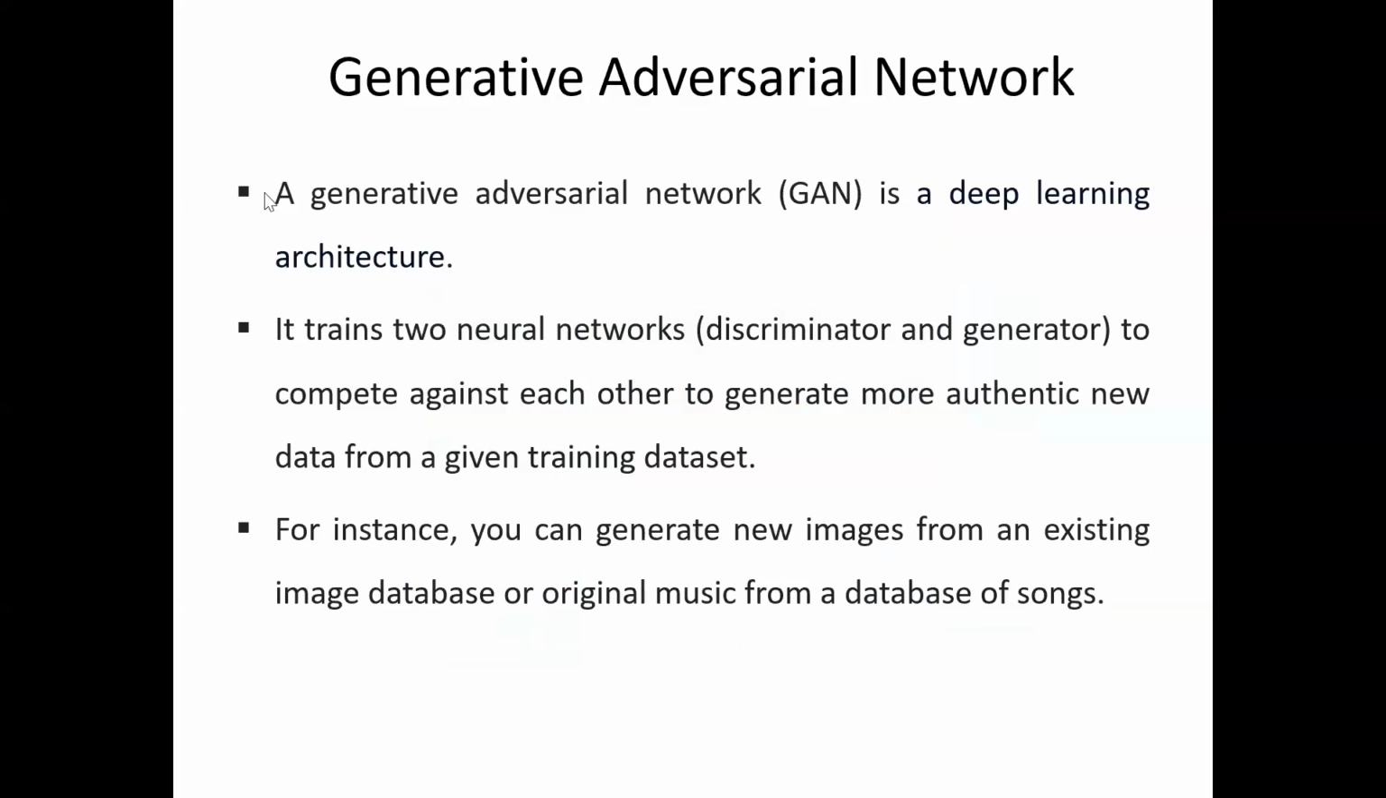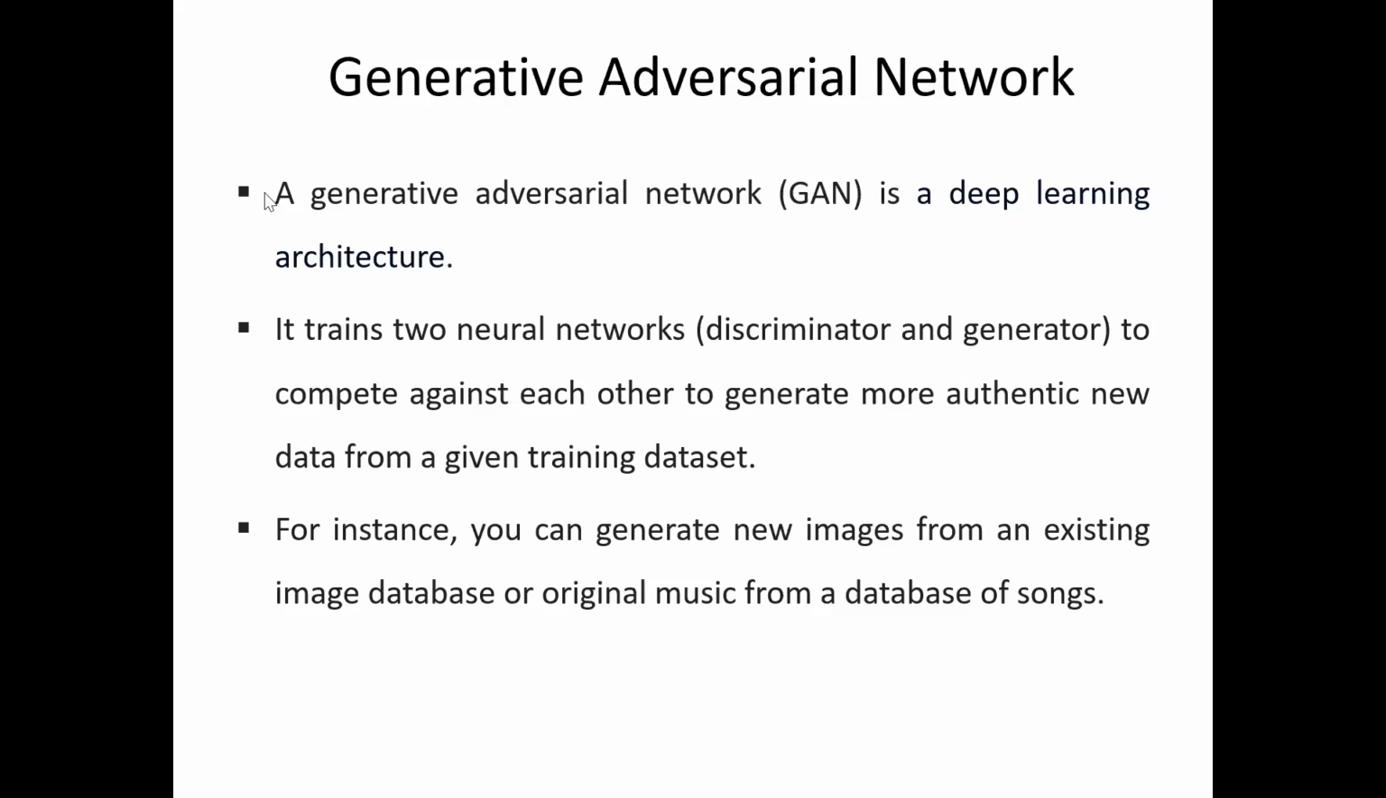So GAN is a deep learning architecture. It trains two neural networks. It's like a two-player zero-sum game. There is a discriminator and a generator. The task of the generator is to generate images based on the existing images. So ultimately, it creates fake samples. And the task of the discriminator is to compare the original image and the fake image, and it's a continuous process.